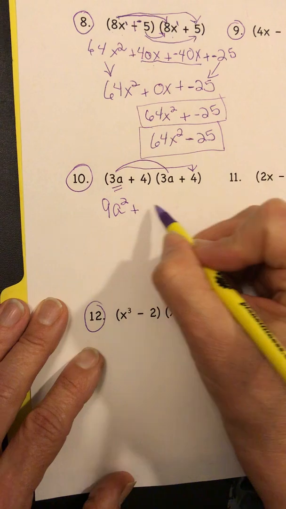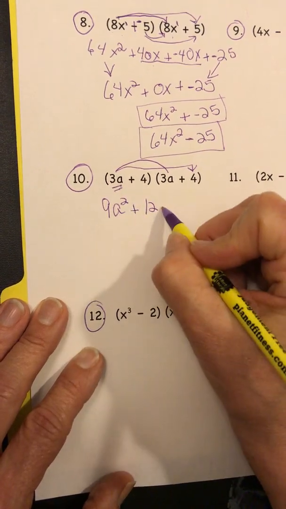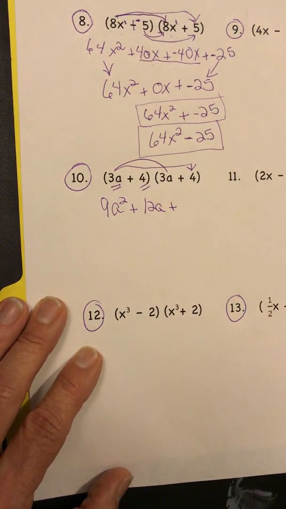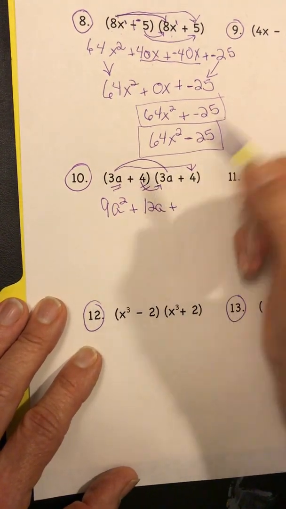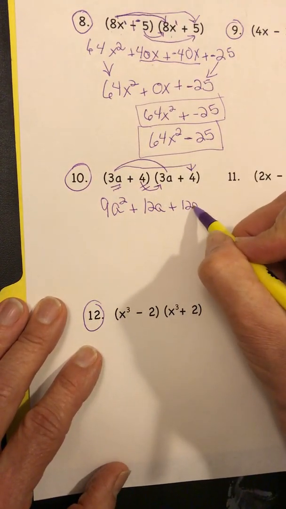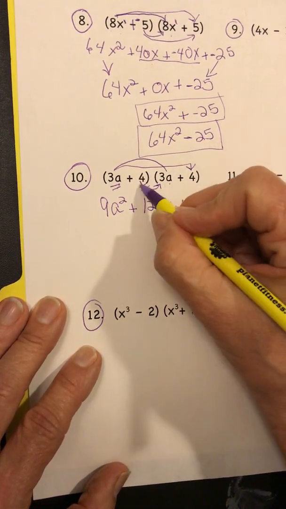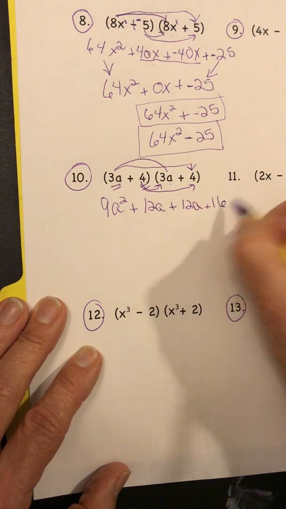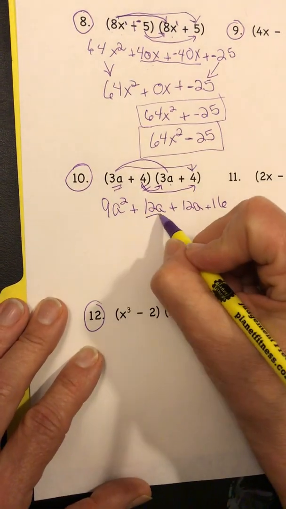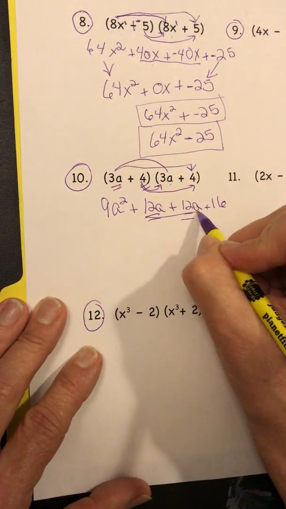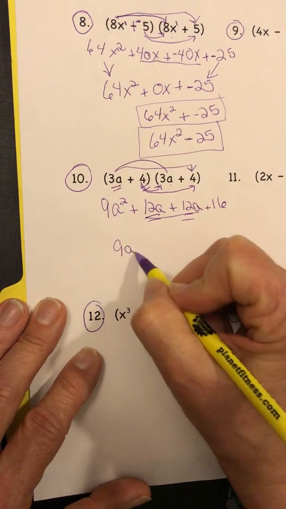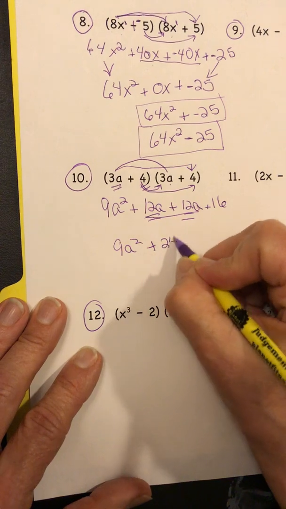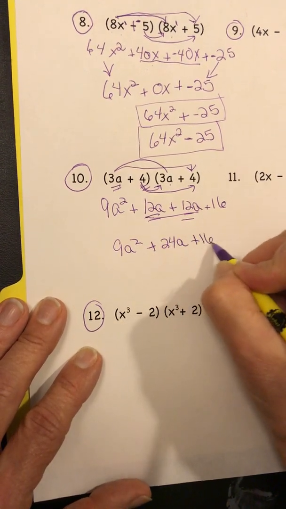Which is plus 12, and then I've got that a. Okay, now I'm going to the below the line arrows. 4 times 3 is 12, and I've got an a. And then I'm going all the way to the 4. 4 times 4 is 16, no variables. Notice I've got my like terms in the middle. So that gives me 9a squared plus 12a plus 12a is 24a plus 16.